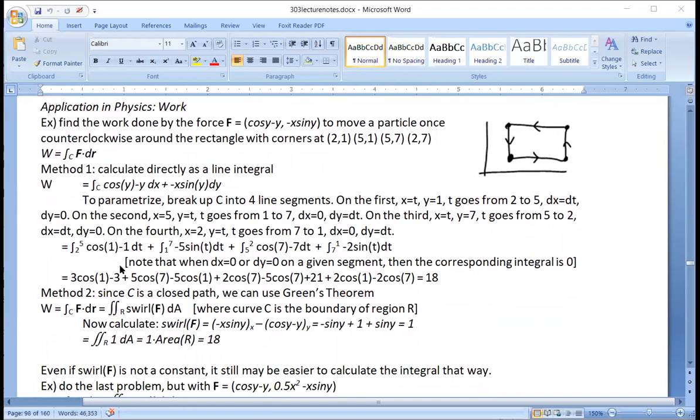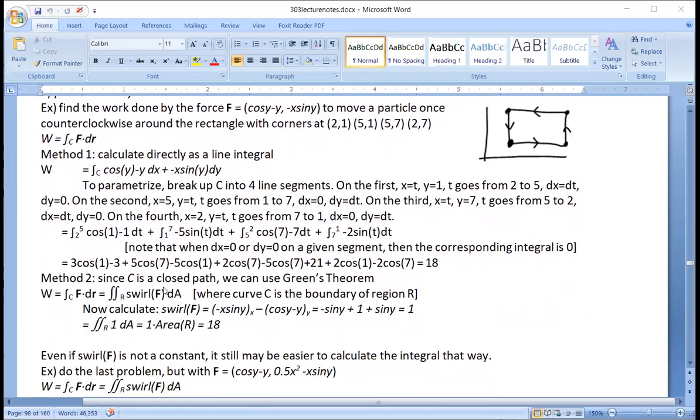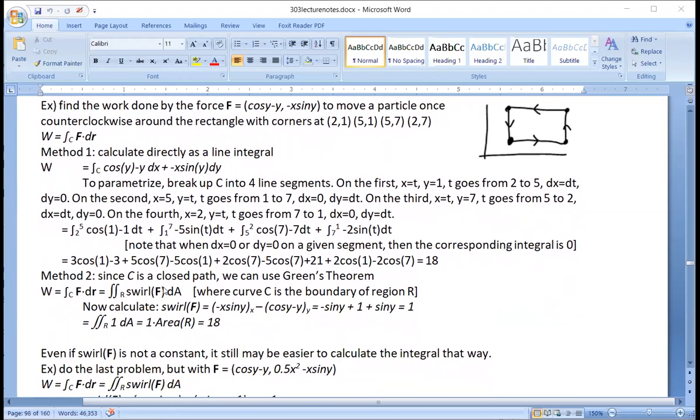So let's repeat the last problem, but with a slightly different force field. So now let's say the force field is cos y minus y, comma 0.5x squared minus x sine y. So I've tweaked it. So we're going to do the same. C is still that rectangle. So we know that it's a closed loop, so we can use Green's theorem.